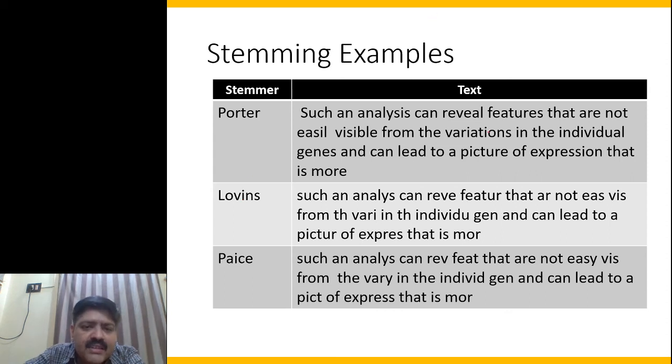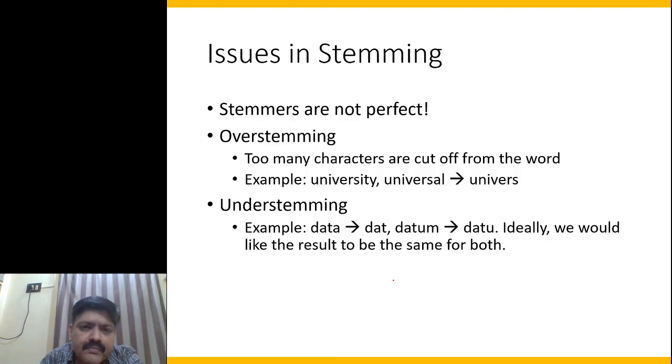There are many stemmers out there: the Lovins stemmer, the Paice stemmer, and if you apply these stemmers on the same text, you would get very different results, because the rules and algorithms they use are different. So here is an example of what happens if you give the same text to Porter, Lovins, and Paice. It's hard to come up with one universal stemming algorithm which works for everyone. So stemmers are not perfect.